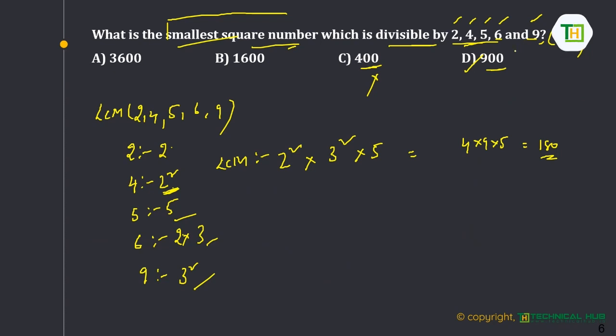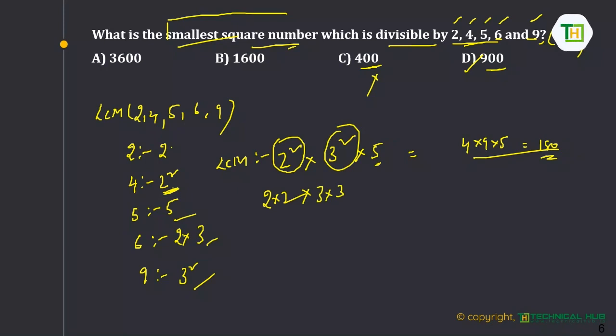But they're not asking for the least number. What is the smallest square? Any number is said to be a square if that number is required 2 times. So 2 square is a perfect square, which is nothing but 2 into 2. And similarly, 3 square is also a perfect square. But 5 is not a perfect square.